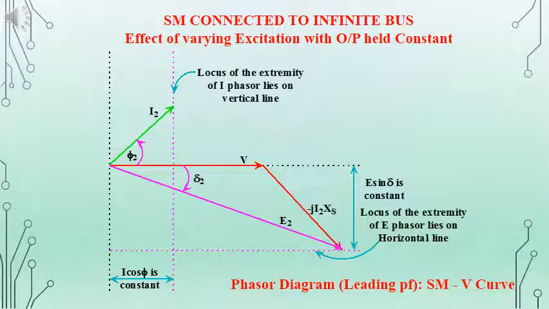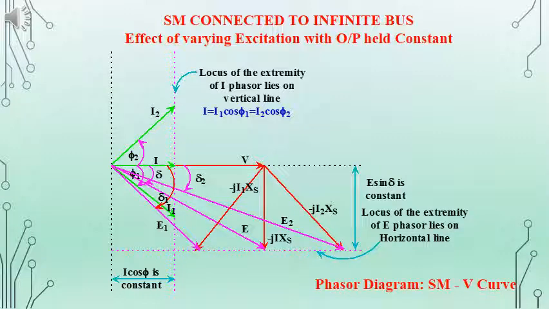And regarding the power input, that is V I cos phi, here we have V I2 cos phi 2. Here the active component of current I2 is I2 cos phi 2. So the power input V I2 cos phi 2 is the same as V I1 cos phi 1 or V I as that of the previous cases.